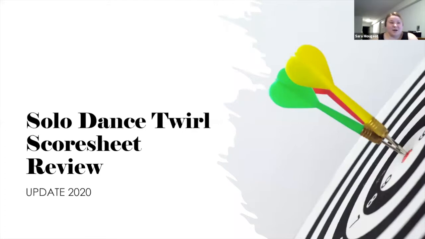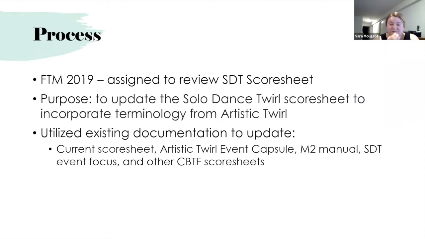This is our 2020 update. Our process for this was that at the fall technical meeting in 2019, we were assigned to take on the review of the Solo DanceTwirl score sheet. And the purpose was to update the Solo DanceTwirl score sheet to incorporate terminology from artistic twirl. So we utilized existing documentation to update, including the current score sheet, the artistic twirl event capsule, the M2 manual, the Solo DanceTwirl event focus, and some other CBTF score sheets as well.